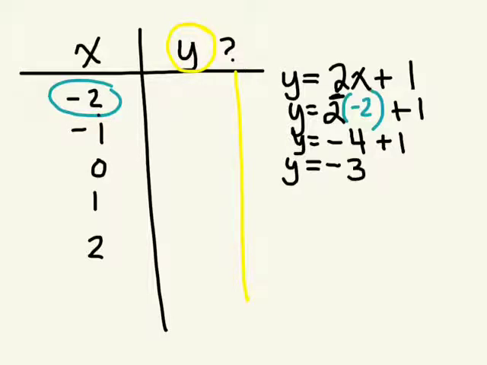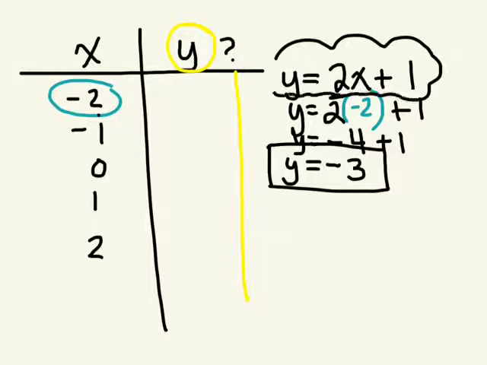So all you're doing is taking the 2 and multiplying it by x. You're using the equation, this is the equation given, and we're taking the first value. So the first one says if x is negative 2, then y has to be negative 3. That's what we solved it to be.